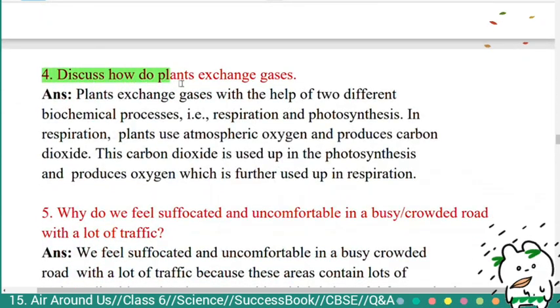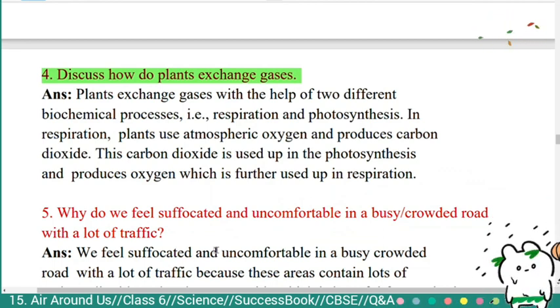Fourth question. Discuss how do plants exchange gases? Answer. Plants exchange gases with the help of two different biochemical processes, that is respiration and photosynthesis. In respiration, plants use atmospheric oxygen and produce carbon dioxide. This carbon dioxide is used up in the photosynthesis and produces oxygen, which is further used up in respiration.